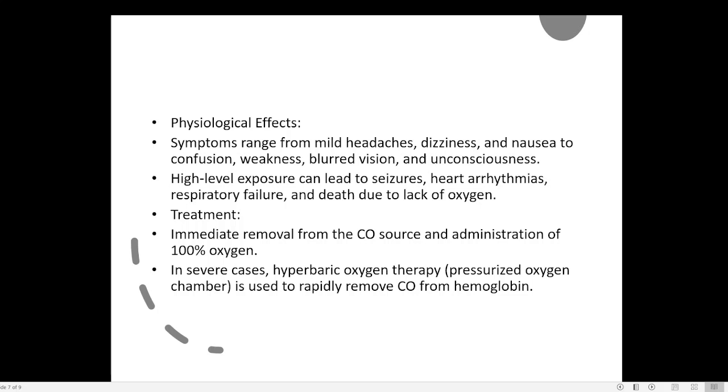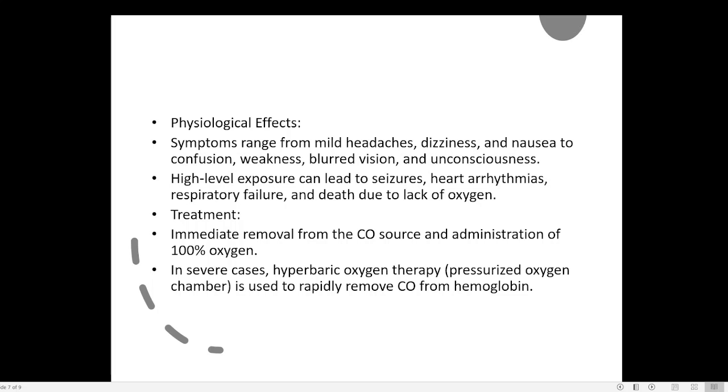Now we will see what the effects of carbon monoxide poisoning are. Symptoms range from mild headache, dizziness. Dizziness means thalajuttal, that is the meaning of dizziness. Then nausea, confusion, weakness, blurred vision. We cannot see properly, and unconsciousness. So these are some of the problems associated with the effects of carbon monoxide poisoning.